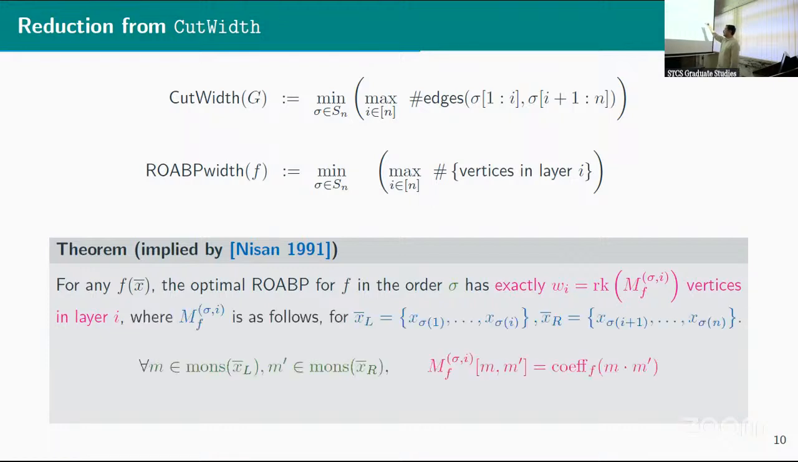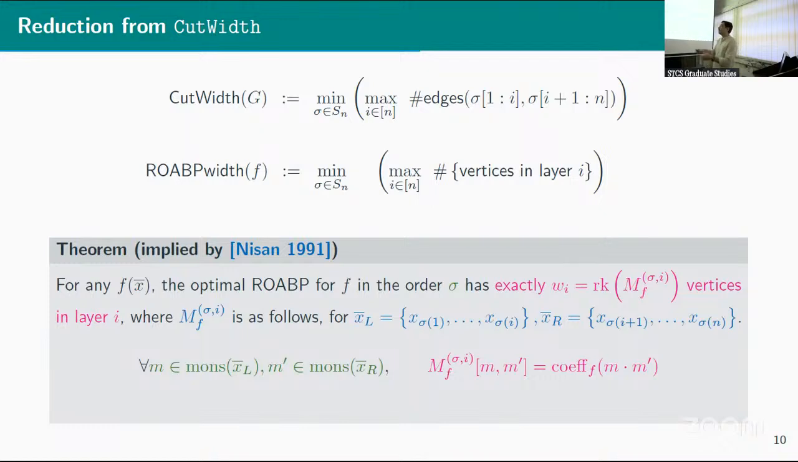So what is this matrix? Think of an ROABP as follows: you read some variables, and they are not going to appear again. So you have to remember some information about the variables that you have read. The number of vertices you can think of as a measure of how much you want to remember. Turns out this measure is exactly the rank of some matrix.